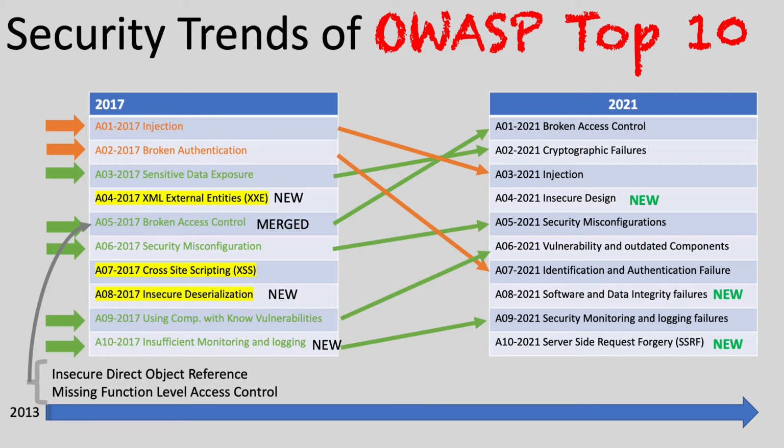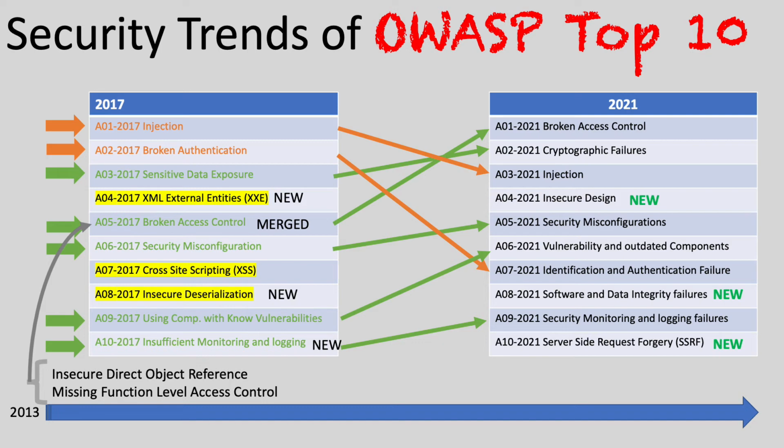And then if we look at 2017, using components with known vulnerabilities and insufficient monitoring and logging have now been moved up. Using components with known vulnerabilities has had its name changed a little bit, and it's more specific: vulnerable and outdated components. And with the monitoring and logging aspects, we're now placing more emphasis. It's not a case of insufficient; it's looking more at security logging and monitoring failures.